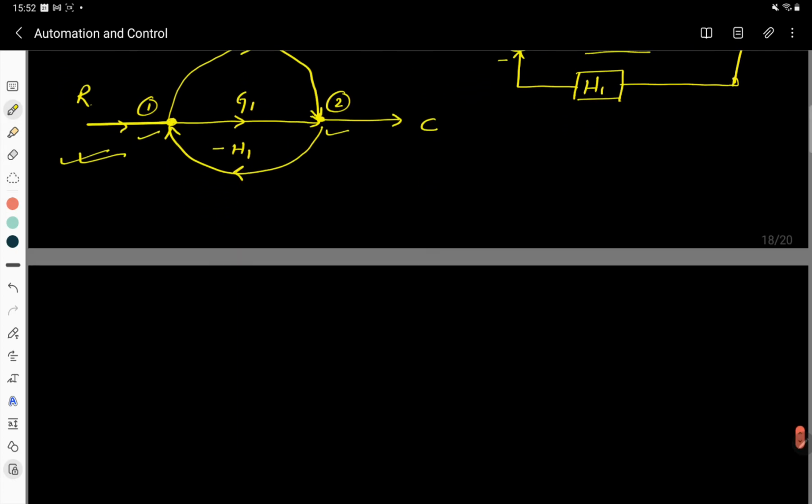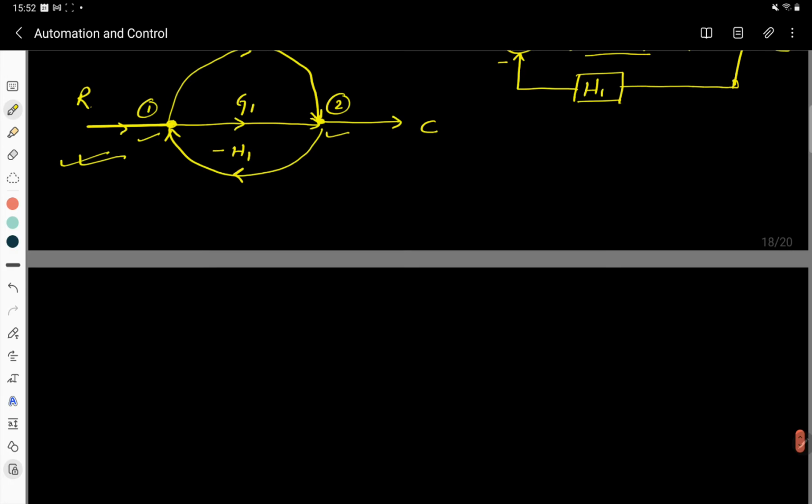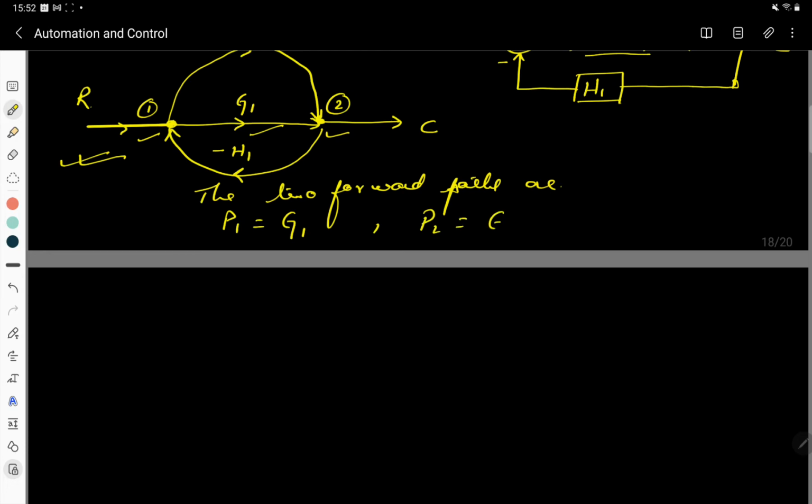Okay, so now let's move forward. The two forward paths are, first, P1, which is simply G1, as you can see over here. The second one is P2, represented by G2. All right, so next we come to the closed loop paths.